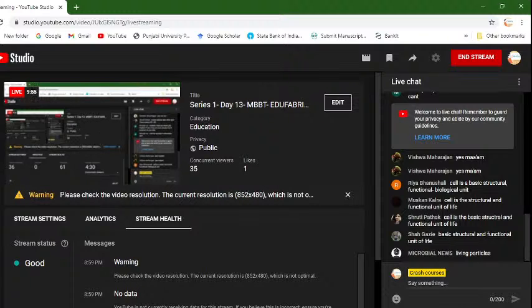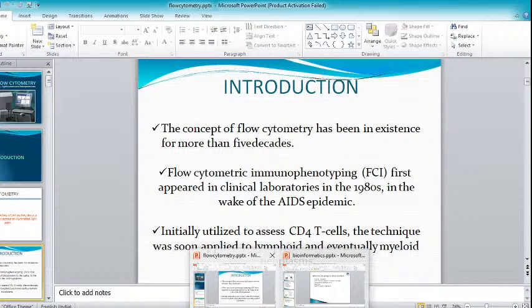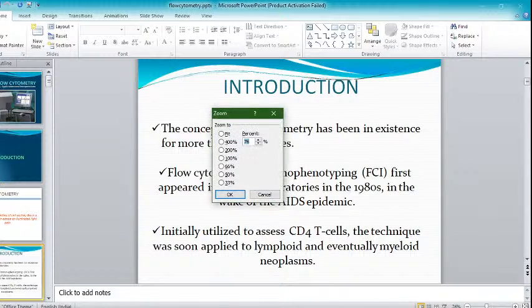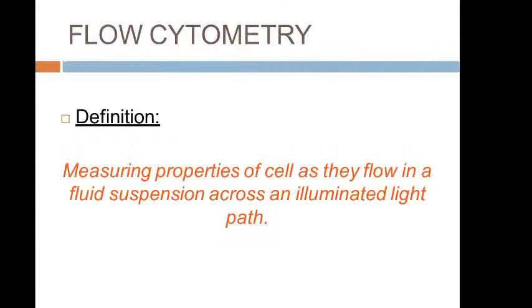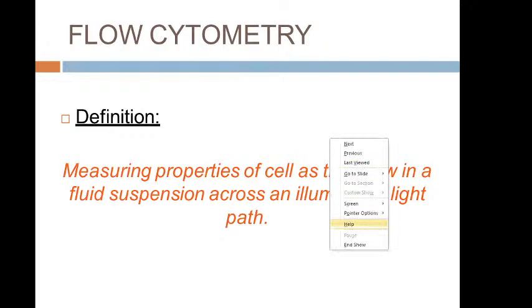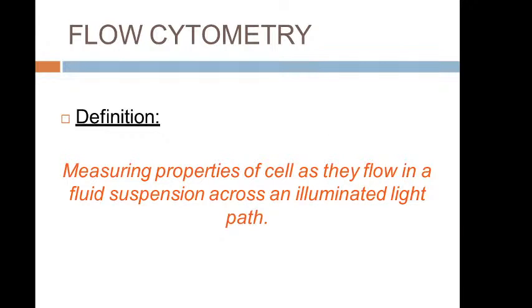Okay. So now I am just starting with flow cytometry. In flow cytometry, our main focus is basically to study the properties of a cell. We have to measure the properties of a cell as they flow in a fluid suspension across an illuminated light path.